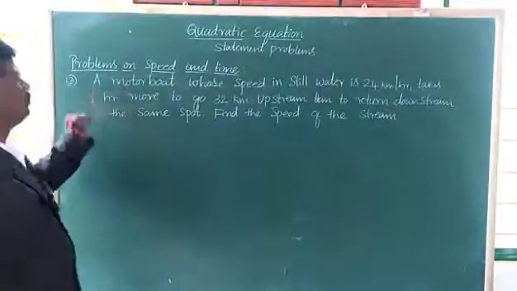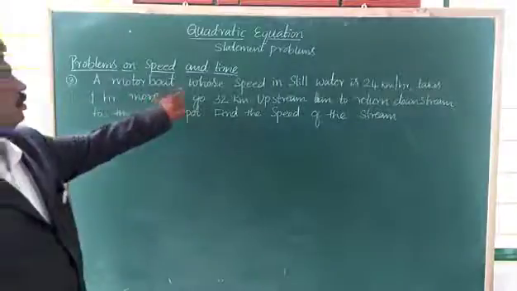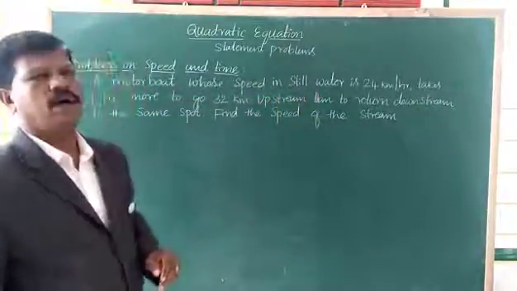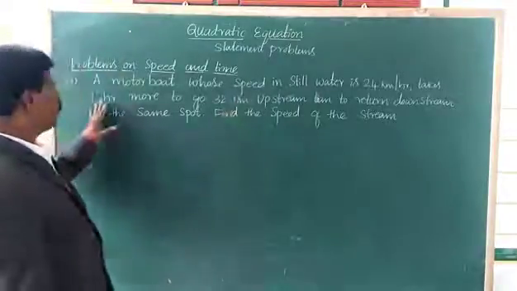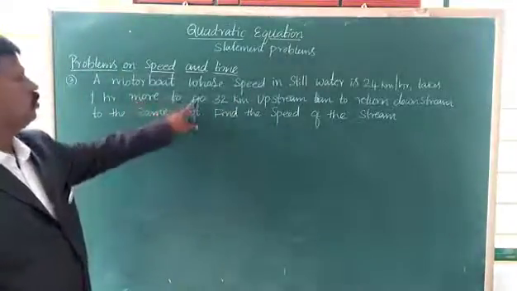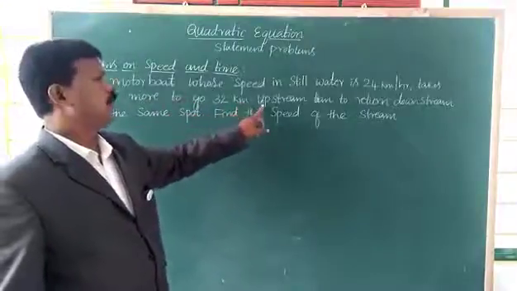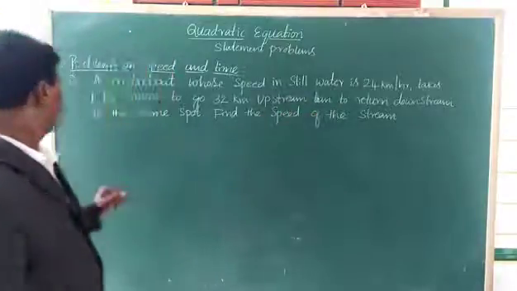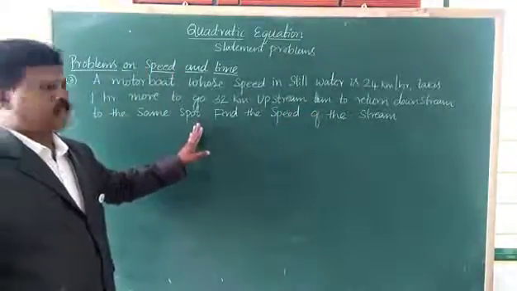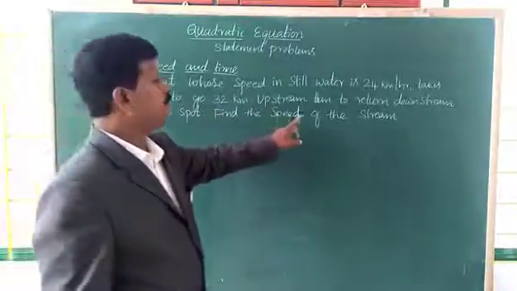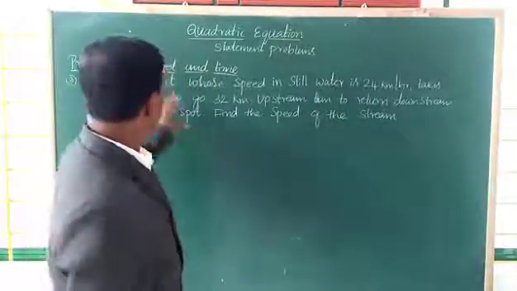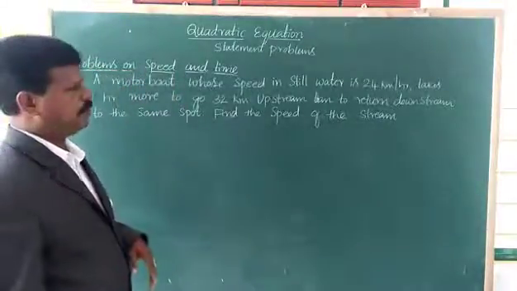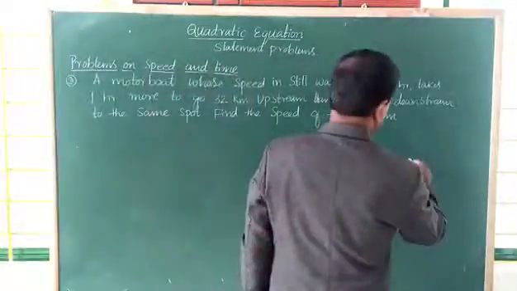Now let us take the third one. A motor boat whose speed in still water is 24 km per hour takes 1 hour more to go 32 km upstream than to return downstream to the same spot. Find the speed of the stream. So this is the problem related to speed and time. You are familiar with this.